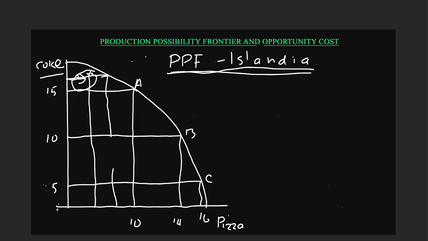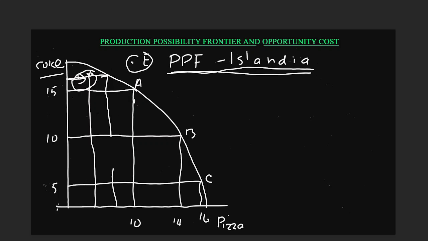Let's say there's another point outside of the PPF called point E. Point E is unattainable. It's unattainable because the frontier of the curve is right here. The curve can't reach there. That means that given the current resources and the level of technology, they cannot produce the combination of point E, which is this level of pizza and more Coca-Cola. The resources they have and the level of technology do not allow them to produce at point E unless there is a technological improvement. So that is basically the PPF.